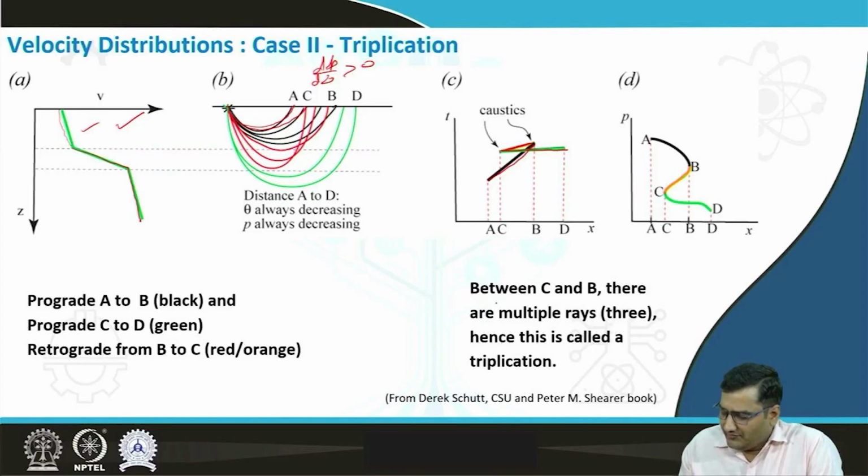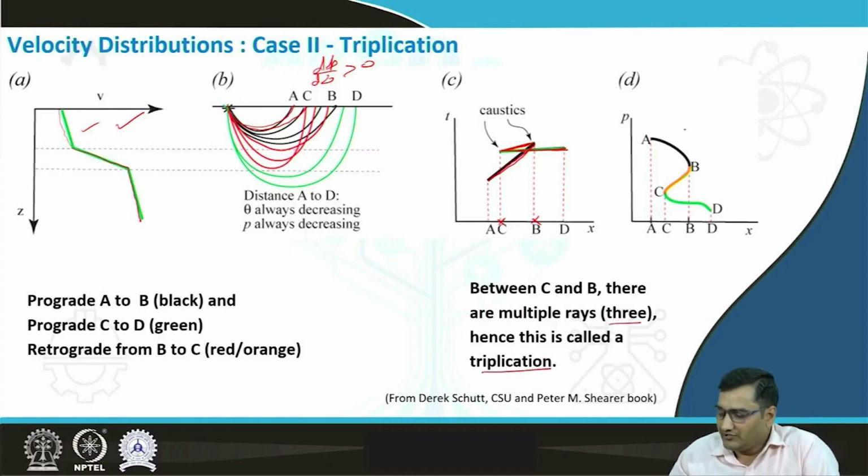So between B and C, in this particular zone, if you go up, you will see three kinds of waves. One is related to the forward branch, another is also related to the forward branch, and the next one is related to the backward branch. Since you are observing three kinds of waves at the same distance from the source, this phenomenon is known as triplication. I again repeat, between C and B there are multiple rays, three rays, hence this is called triplication.